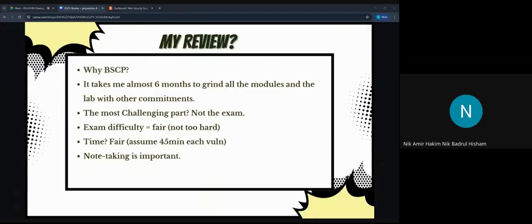The time management is also fair, where you can assume that roughly each vulnerability has about 45 minutes. If you take more than 45 minutes, then something is not right, and you need to restructure your time.